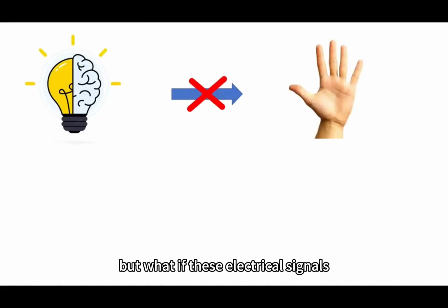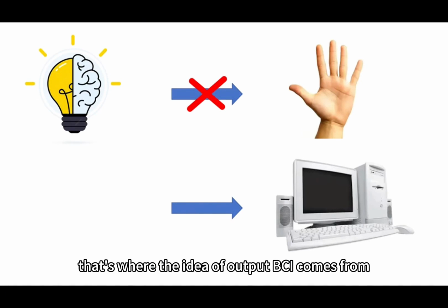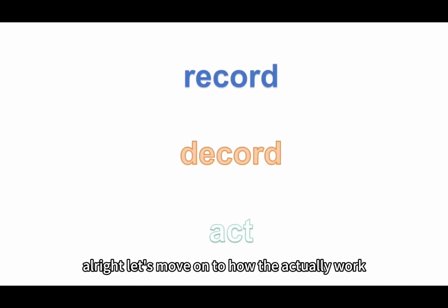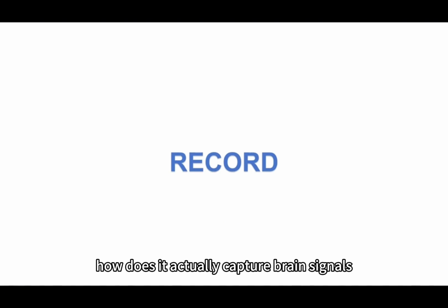But what if these electrical signals don't go to your body, but go straight into a computer? Okay, that's where the idea of output BCI comes from. Alright, let's move on to how they actually work. The whole process can be divided into three parts: record, decode, and action. Well, let's start with the record part. How does it actually capture brain signals?